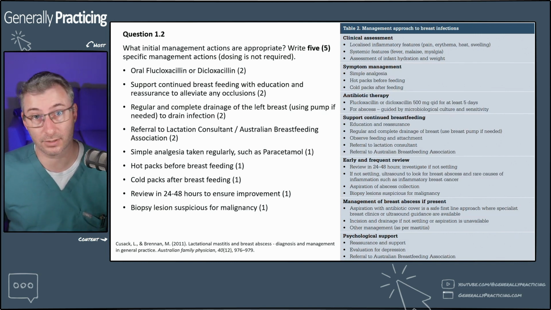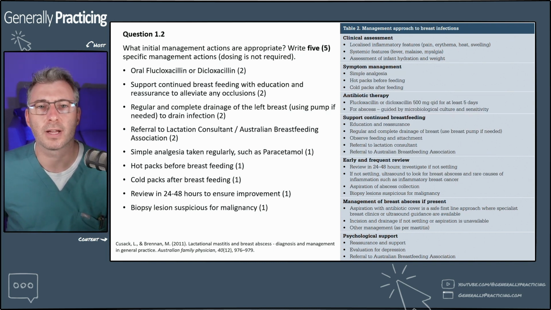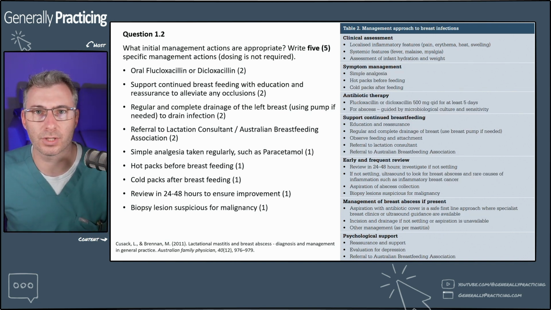Given the infective features here, I'd probably start this patient on oral flucloxacillin or dicloxacillin as first line from ETG. Dosing's not required, so as long as you specify one of those, you should get full marks there. You want to support continued breastfeeding with education and reassurance to alleviate any occlusions. Again, we're specifying what we want to do and why. So it's not just a reassurance. We want to reassure that we can get through this. It's something that can resolve with emptying of the breast appropriately.